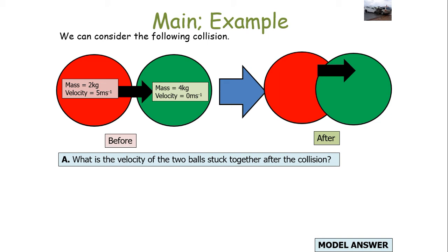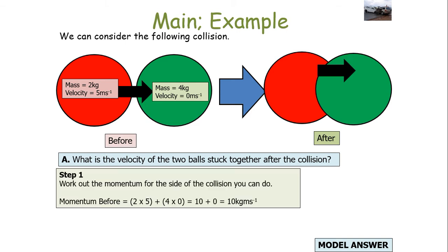Here we have two balls. Okay, they are in the situation together, they collide with each other and they move off after the collision. So what's the velocity of the two balls stuck together after the collision? Well, step one, work out the side of the equation you can do. Can you do the before side or can you do the after side? Well, you can do the before side because you've got the mass and the velocity of all the objects before the collision. So you work out the total momentum before by doing mass times velocity of each one. So 2 times 5 plus 4 times 0, so 10 plus 0 equals 10 kg meters per second.